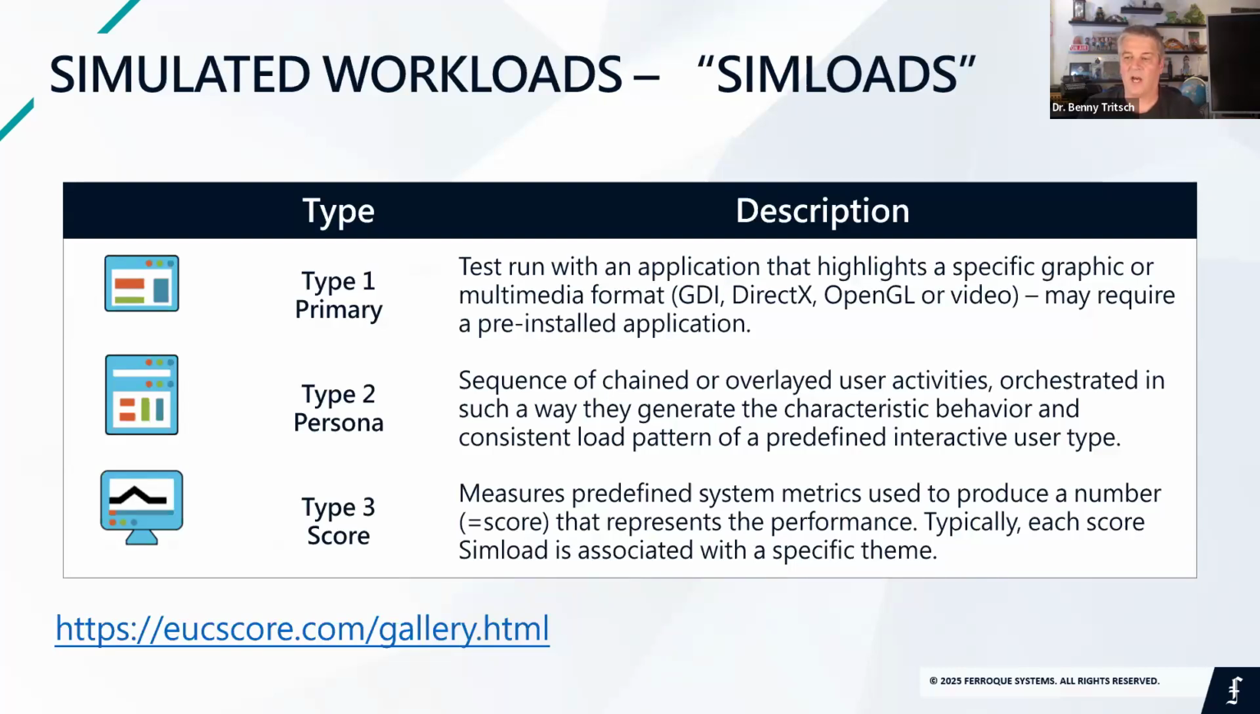The type 1s are the ones for the primary user, representing different application types like GDI application, DirectX, OpenGL, video, all these different types of applications separately, because I want to find out if the system performs well with standard GDI or DirectX applications, or if it's specifically well designed for videos and OpenGL, which requires a GPU. A GPU is mandatory for most OpenGL applications.